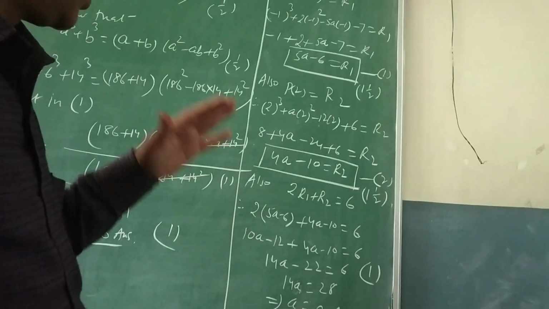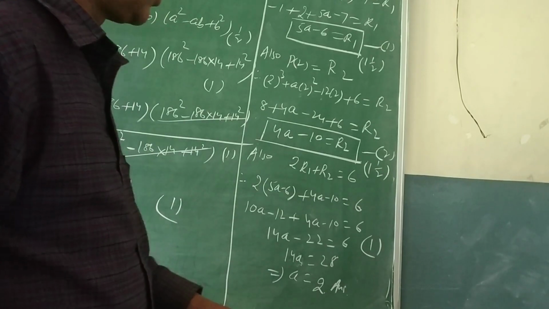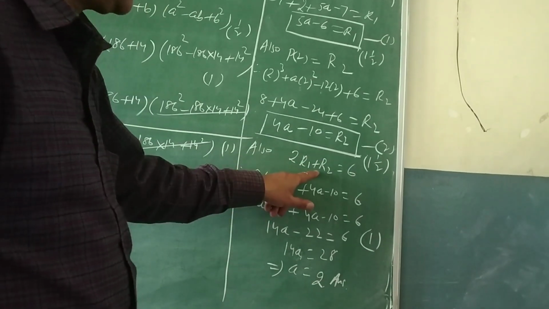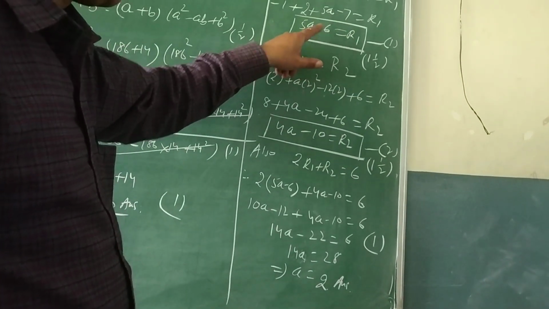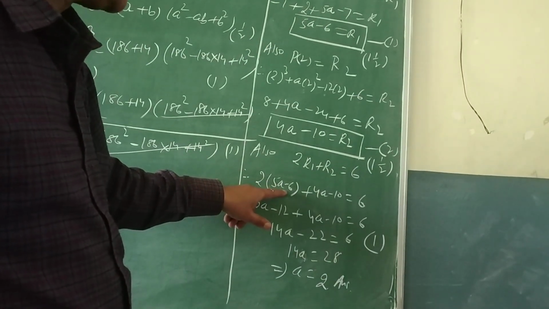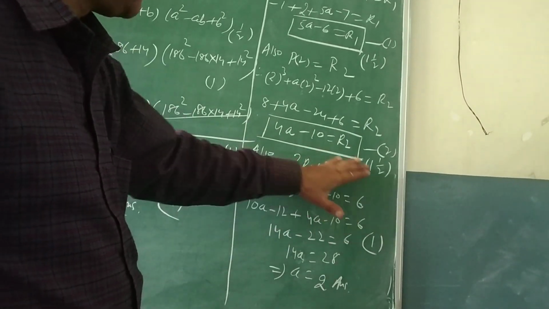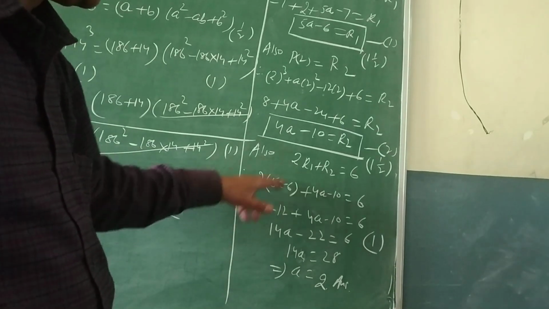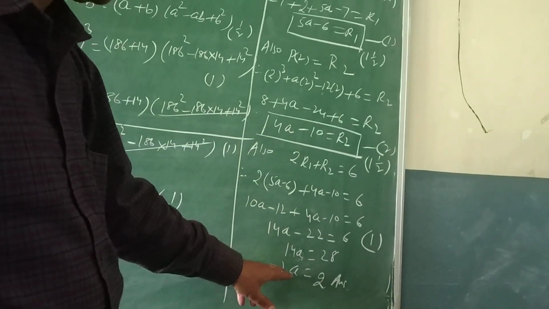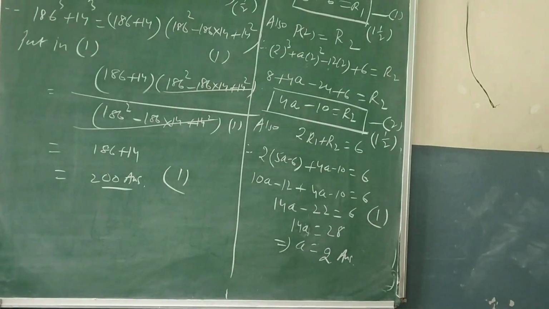Then in your question, it is again given that 2r1 plus r2 is equal to 6. This is given, so write it down here: 2r1 plus r2 is equal to 6. Then put the value of r1, that is 2 into 5a minus 6, plus r2, which is 4a minus 10, is equal to 6. Simply substitute the values on the left hand side, and you get a linear equation in one variable. I hope all of you know how to proceed to get the value of a, and finally you will get the answer a is equal to 2.